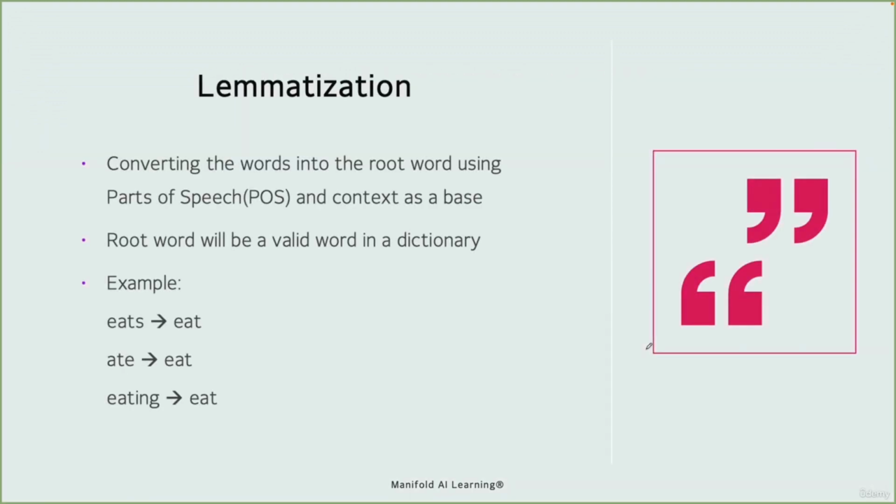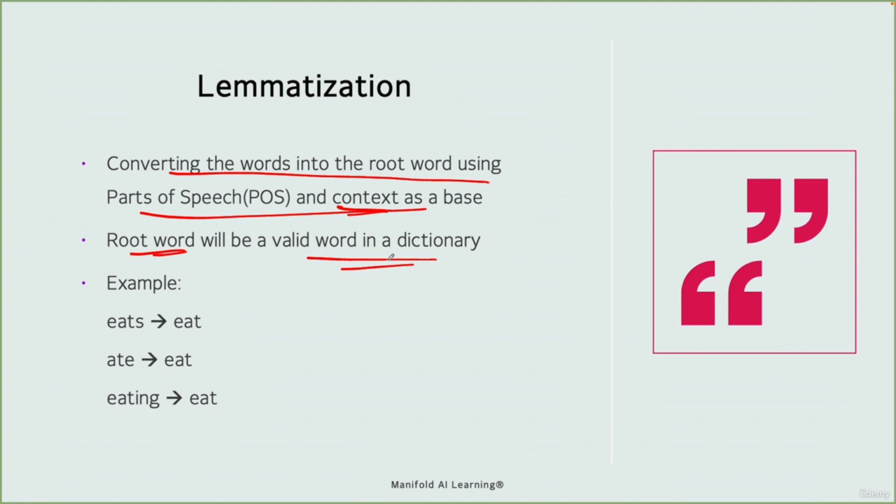Moving on, we have another pre-processing activity that we perform on text data, called lemmatization. Lemmatization is a process of grouping together the different inflected forms of a word so that they can be analyzed as a single word. This converts words into their root word using the part of speech tag as well as the context as a base. This is very similar to stemming, but it brings context to the words. The resulting root word from lemmatization will be a valid word in a dictionary.